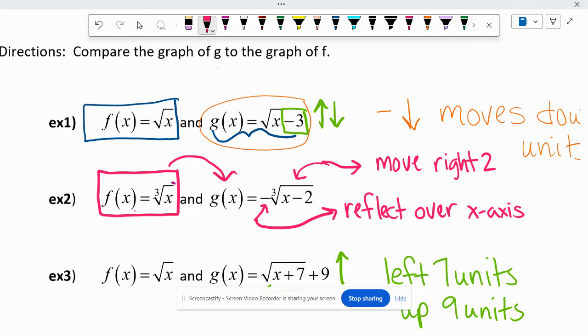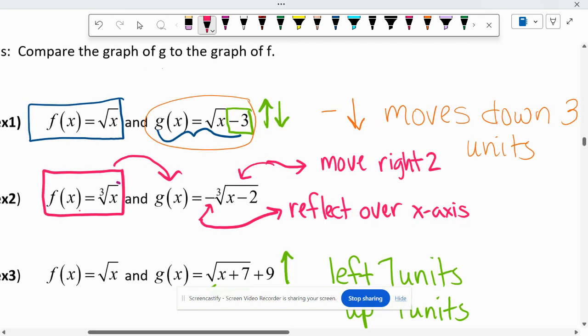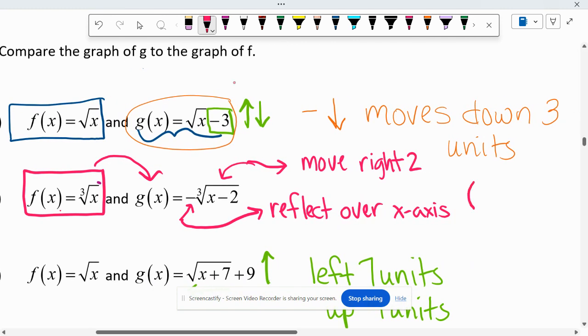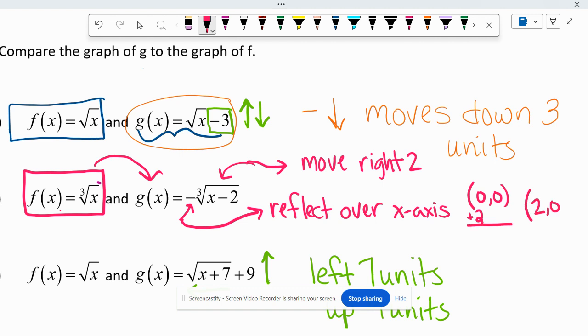So what's your starting point going to be? What's your H, K value going to be? Well, if you typically start at 0, 0, but you move 2 units to the right, that's changing your x-axis. So your new starting point is the ordered pair 2, 0. This is your starting point. This is H, K. Okay. Questions about that?